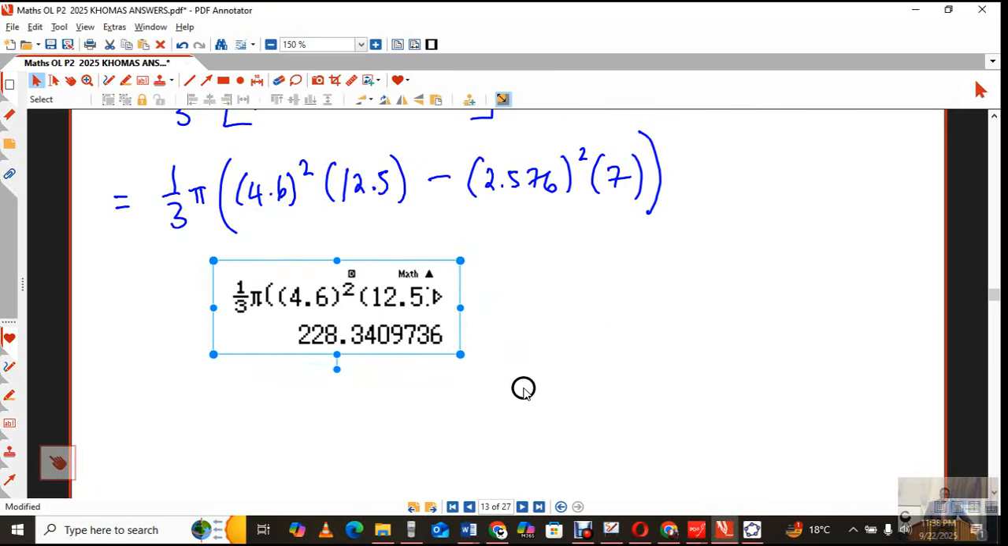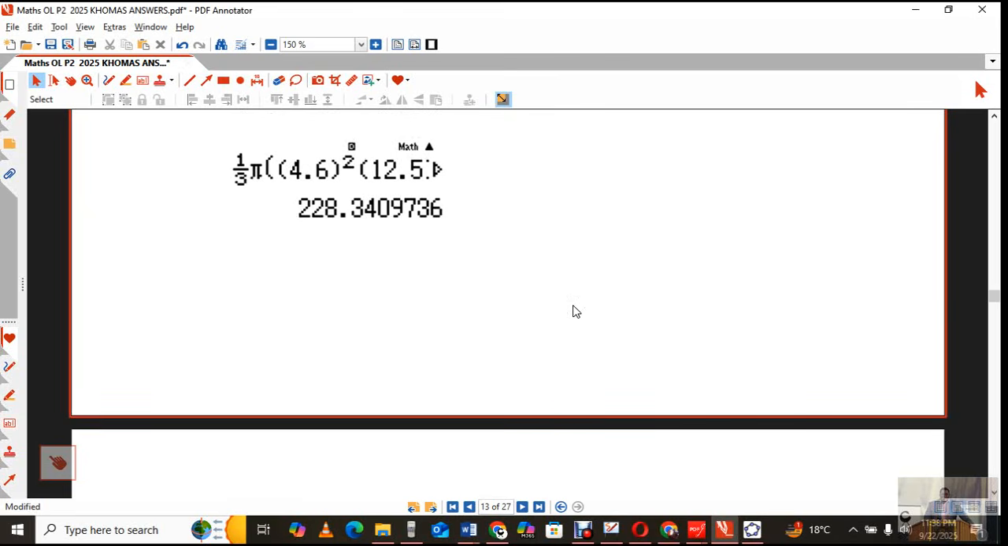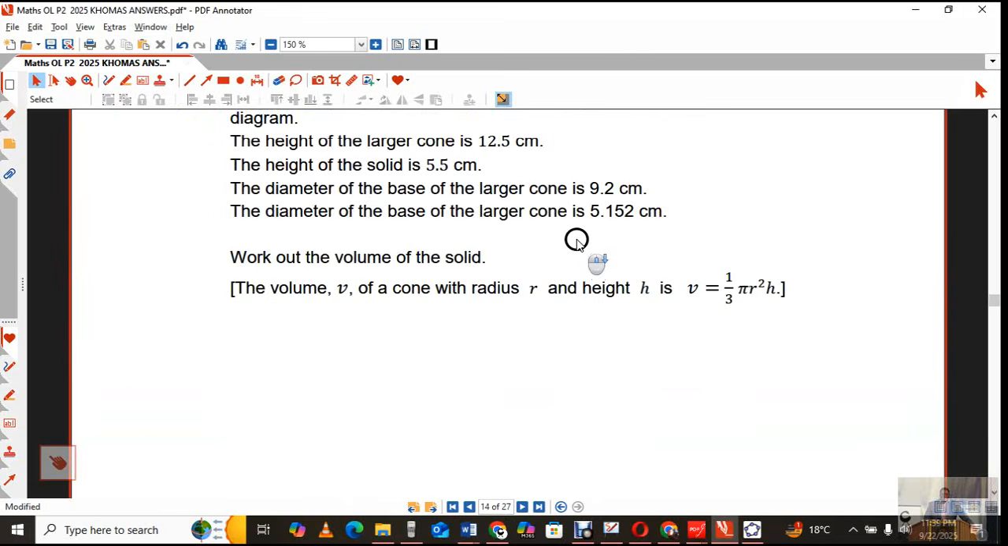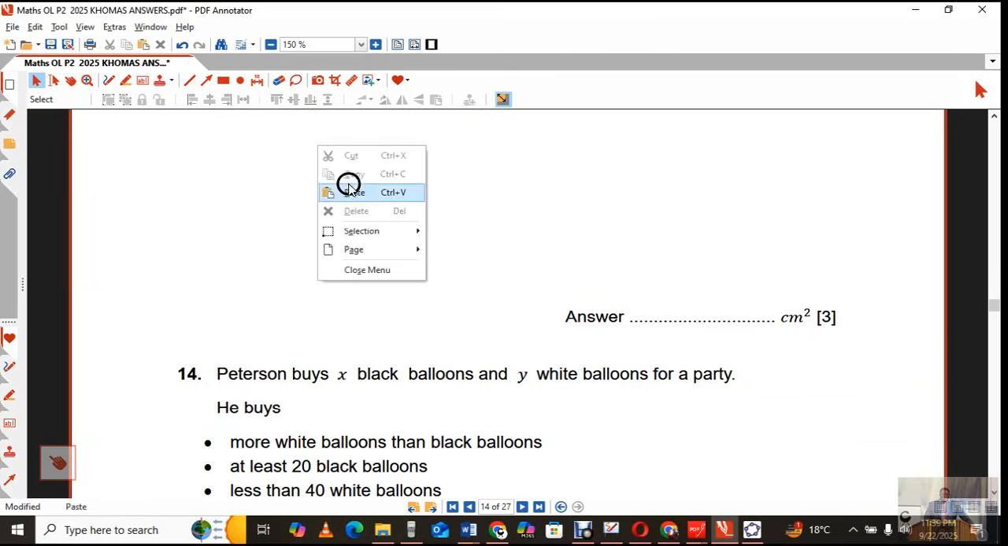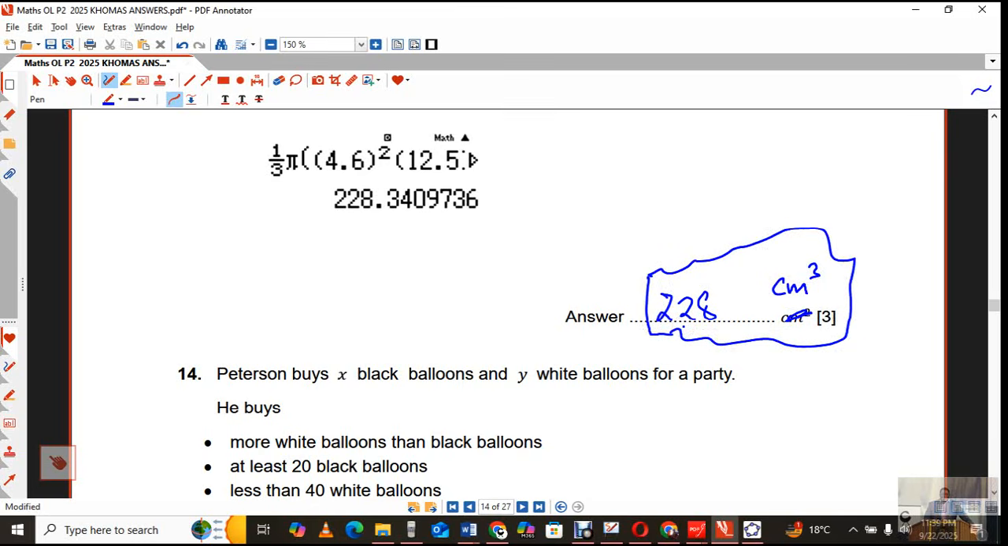Right, you can save, obviously, if you do not agree with me there. So 228.34 and so on. They also told us to give this answer to 3 significant figures. So I'm just going to say that this answer to 3 significant figures, therefore, is 228. Well, this is supposed to be cubic centimeters, okay? Because it's volume. That's the volume of the solid, okay?